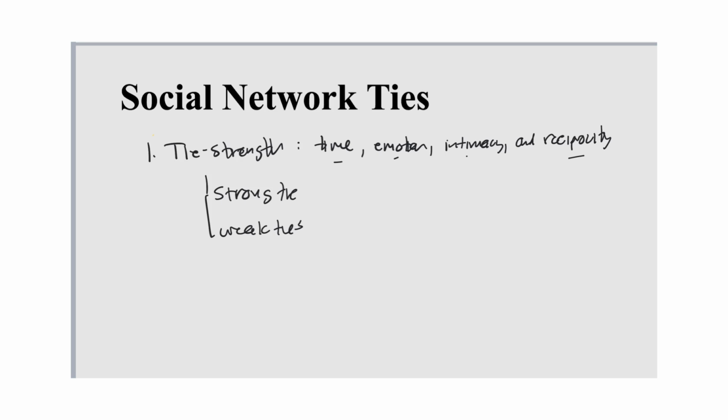Now, in a network, you're going to have people who you have strong ties with, people who you feel very close to. Maybe at your work, there's 20 people at your job, but there's only 2 or 3 people who you talk to on a regular basis and who you feel like you communicate with regularly. Those are your strong ties.